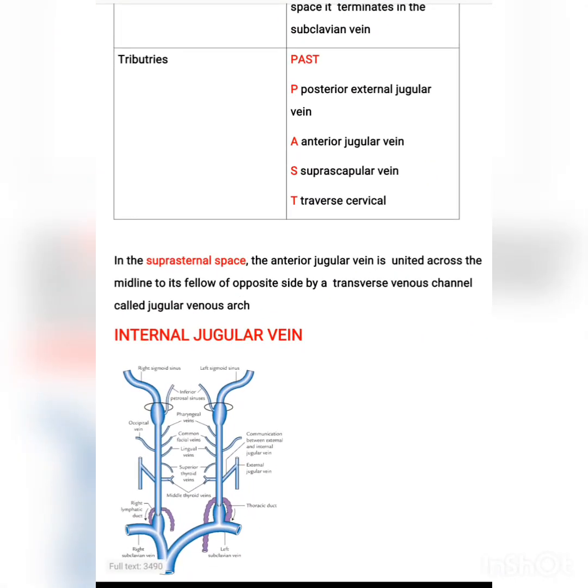I told you that the supraclavicular space is where you see the external jugular vein, while the suprasternal space is where you see the anterior jugular vein. And we have what we call the jugular venous arc that connects the anterior jugular vein of one side to the anterior jugular vein on the other side.